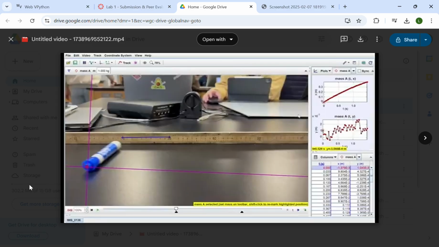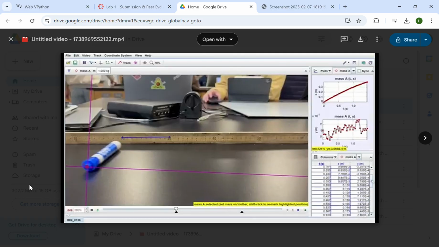The object we used was a marker, and that is the system, while the surroundings is everything else, such as the table and the air. On the right of the screen, you can see the time step and the X and Y positions, and that was tracked from 0 seconds to 1.4 seconds.